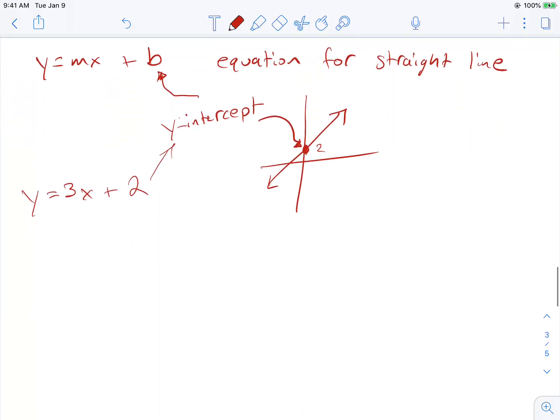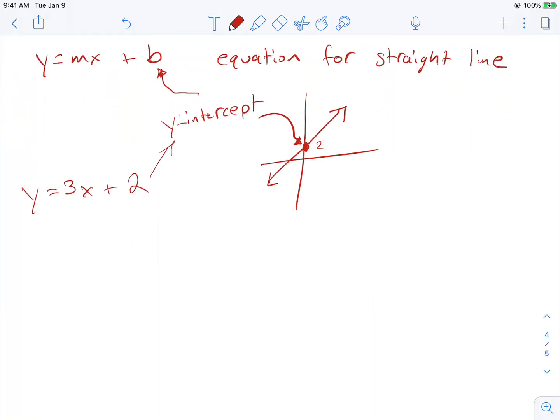The other thing in this equation that we always want to pay attention to is this value, which is our m value. It means slope. It's how fast this thing is either rising or falling. And we have a very easy way to calculate it. We can use our rise over our run.